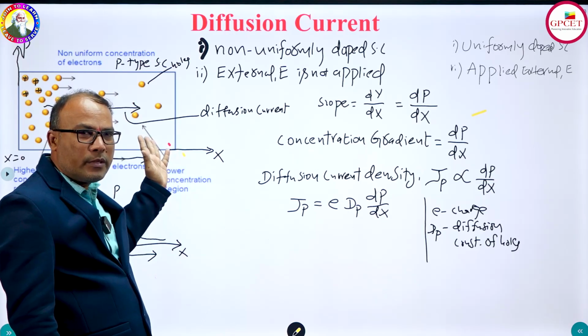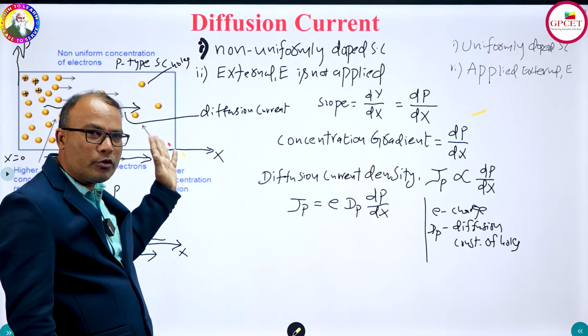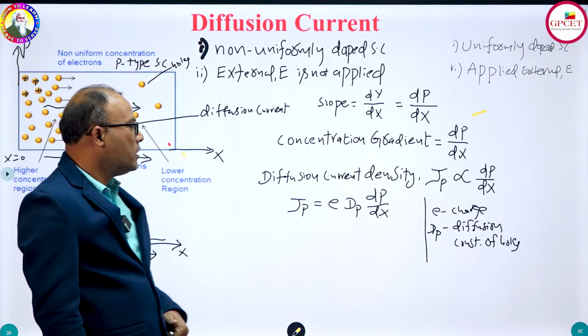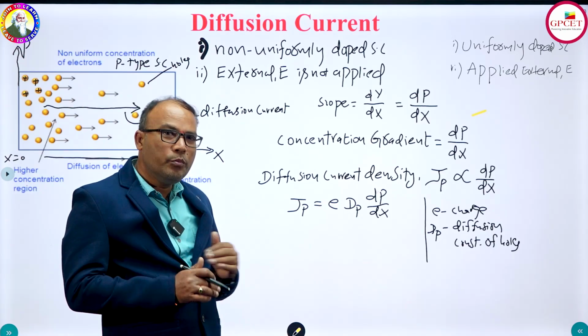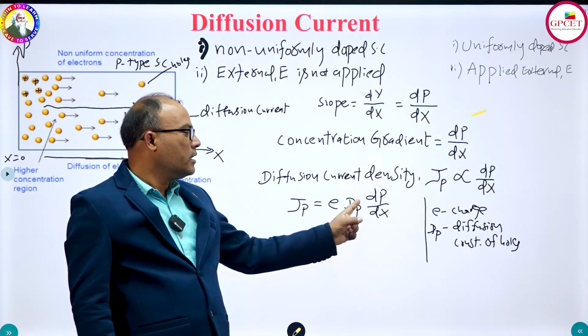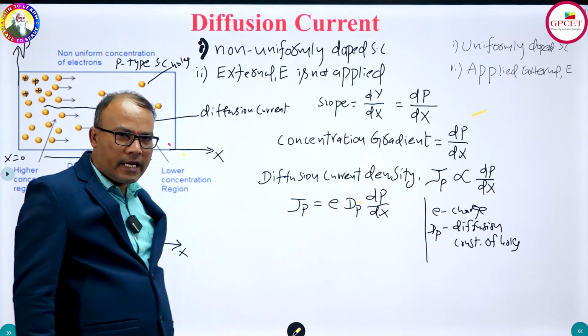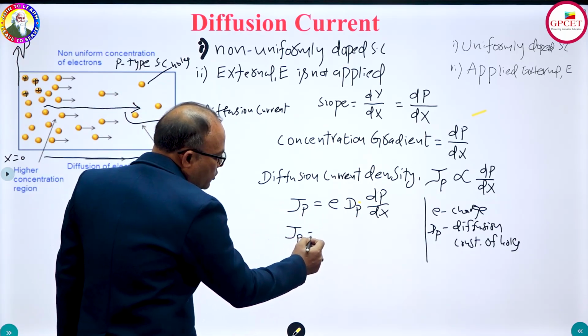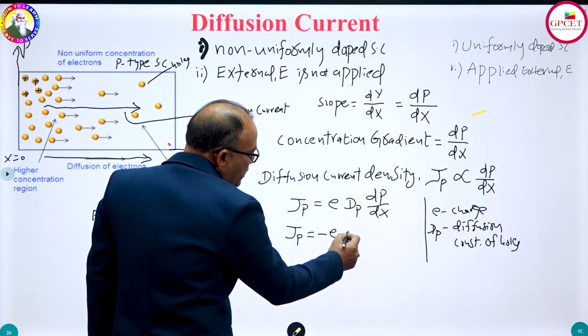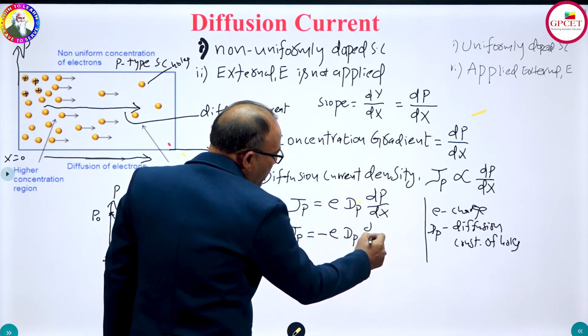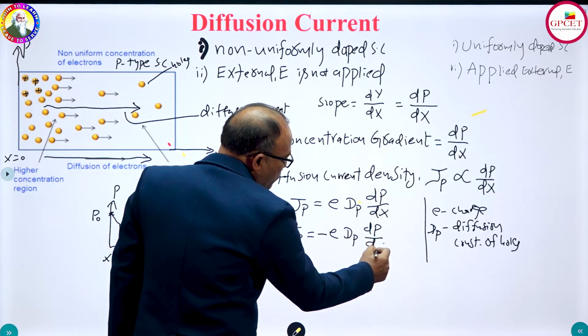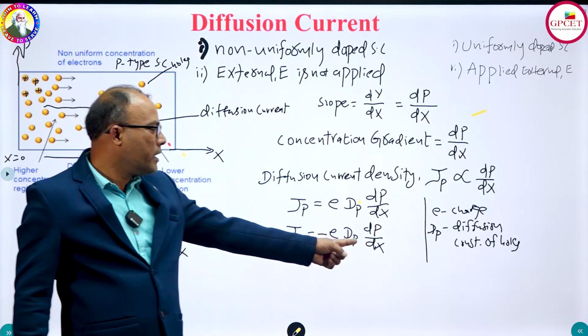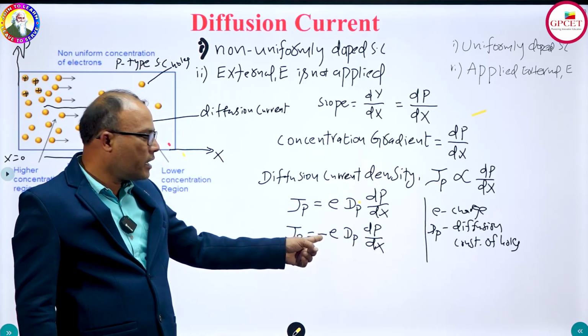In a P-type semiconductor, the majority charge carriers are holes. Holes are positively charged particles, so the current here should be positive. But dP by dx is a negative quantity. In order to make the current positive, I am adding a negative sign, minus E into dP by dx. So the decrement of dP by dx can be compensated by adding a minus.